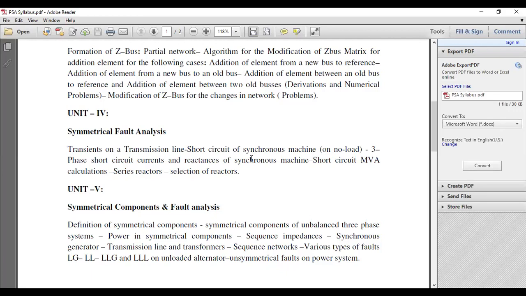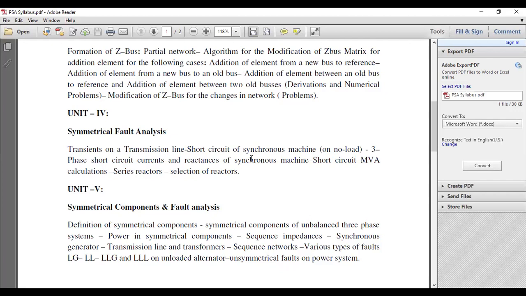Why do we require to study about the symmetrical faults? This is a very, very important chapter. From this chapter onwards, each and every concept is very, very important. Now let us see why we need to study symmetrical fault analysis. Till now, we have seen the steady state behavior of the power system under normal operating conditions. Normal operating conditions means there is no fault at all.